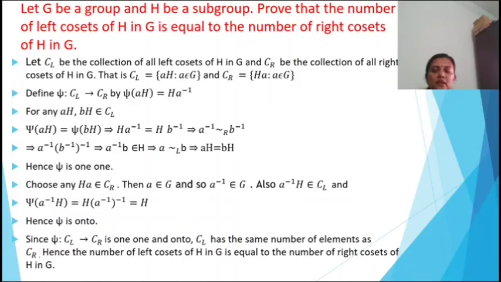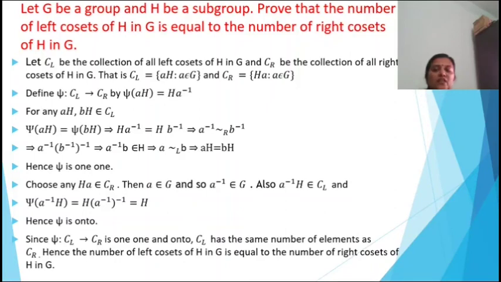So first we take the collection of all left cosets of H in G as CL, and CR be the collection of all right cosets of H in G. Then CL is equal to aH, where a is an element of G, and CR is equal to Ha, a an element of G. Now define psi from CL to CR by psi of aH equal to Ha inverse. So this is from the left coset to the right coset.